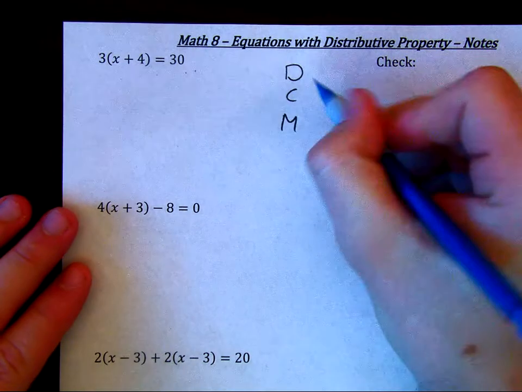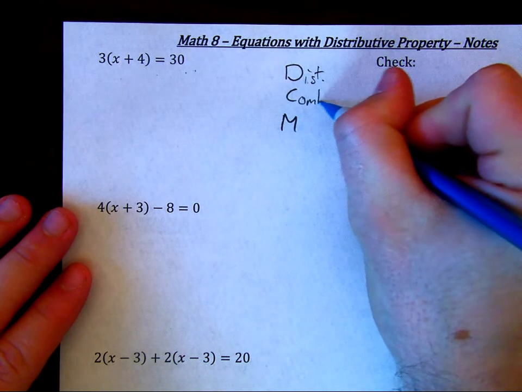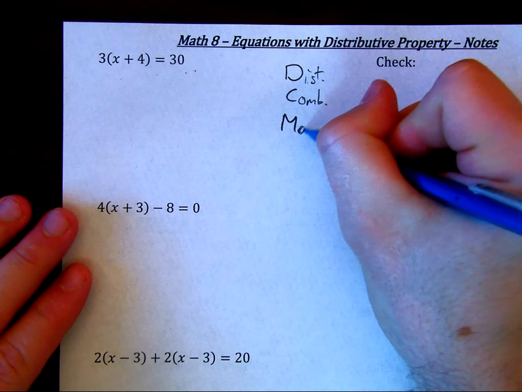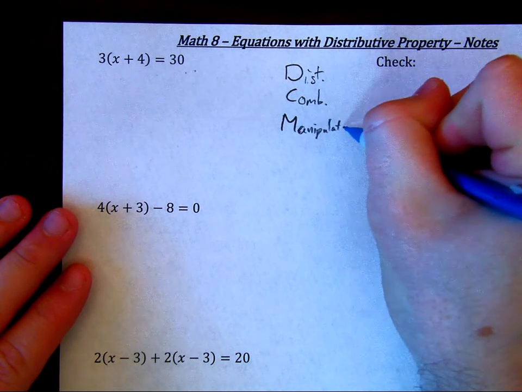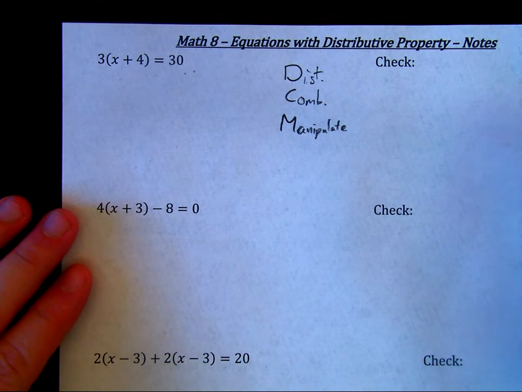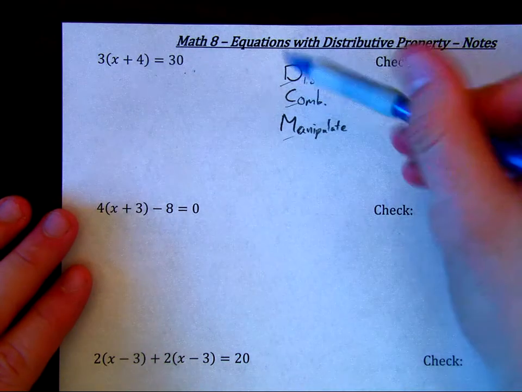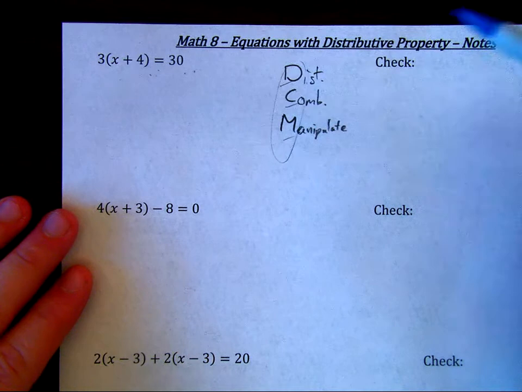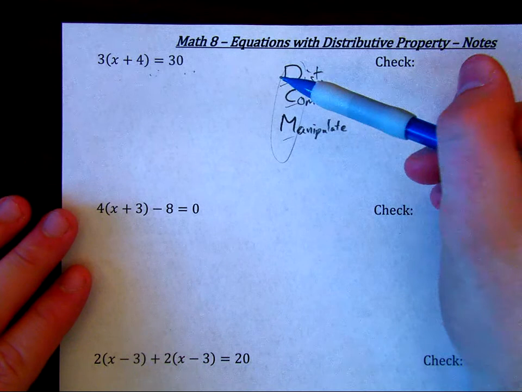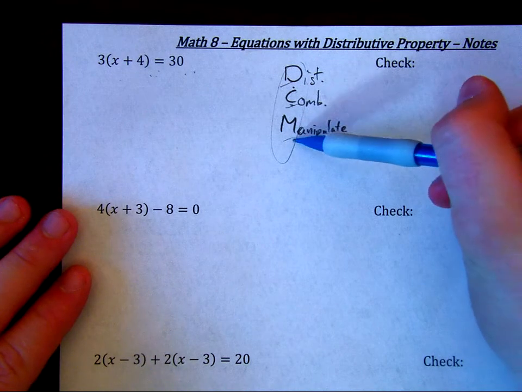And what that stands for is I have my distributive property, I combine like terms, and then I manipulate the variable, which just means you are dividing by that coefficient. And he said that's kind of the order of operations for when you're solving equations. So every time you see an equal sign, just go ahead and write that DCM. That way you can kind of check it off as you go along. So that means that we need to do distributive property first, then we combine like terms, then you have your multiplicative inverse.